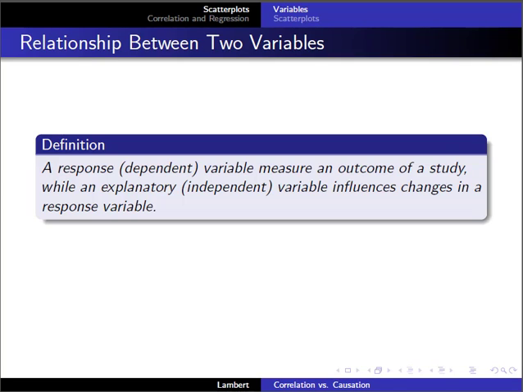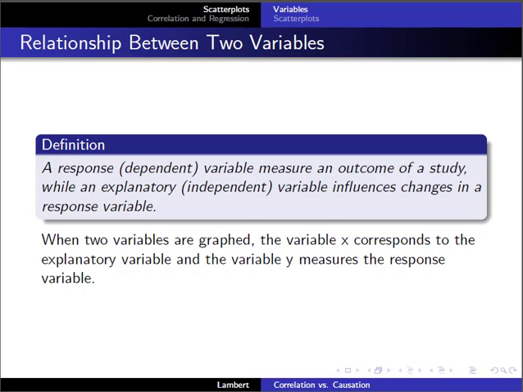What most people do is they set up a study where they have a response variable, which measures an outcome of the study, and they also have an explanatory or independent variable, which influences change in that response variable. So basically, people set up studies trying to look for cause and effect relationships.